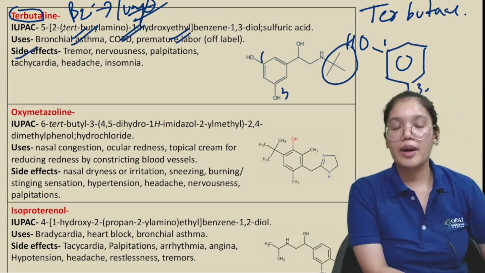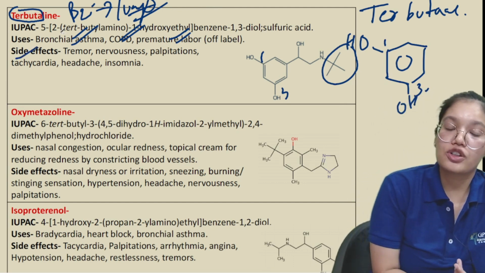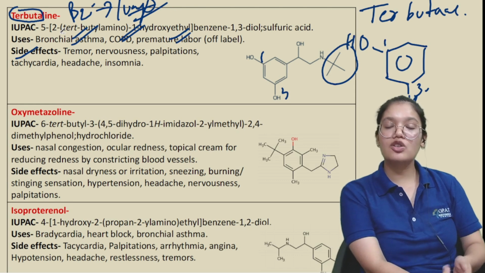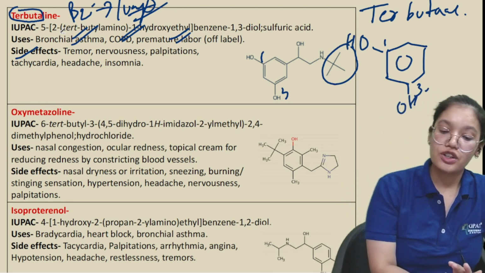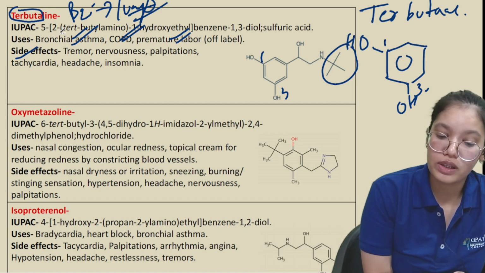Side effects: tremor, nervousness, palpitations, tachycardia, headache, insomnia. These are the side effects for terbutaline. Next drug we have is oxymetazoline.